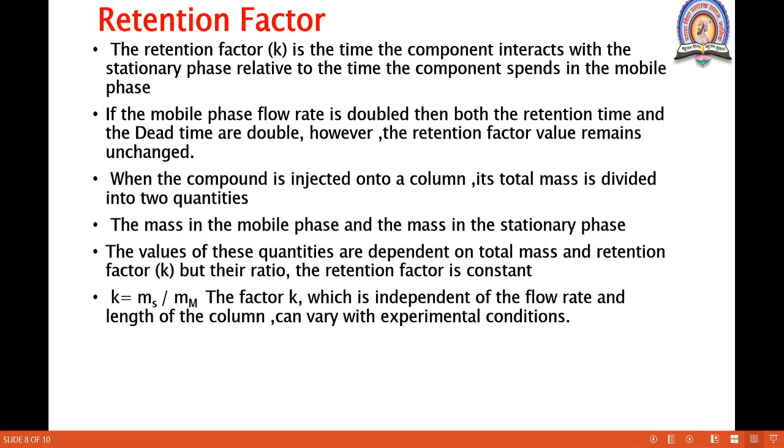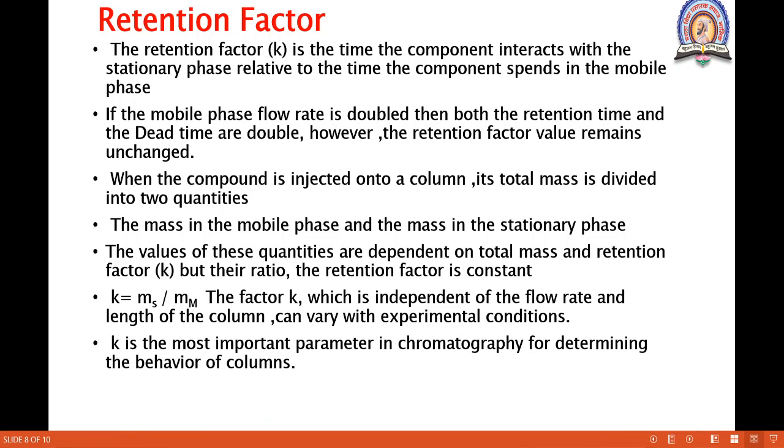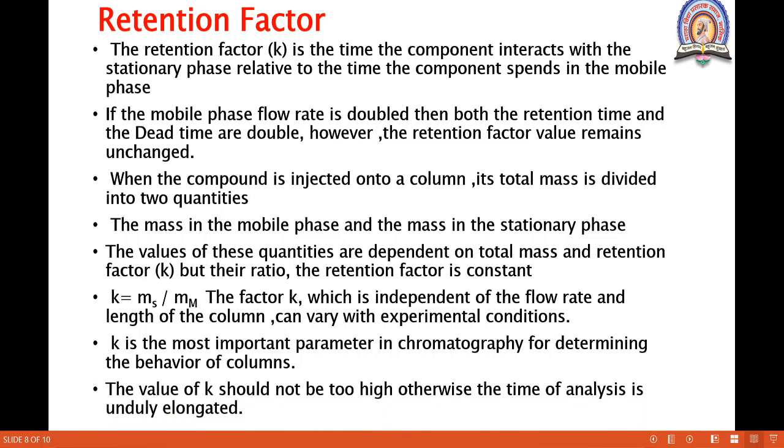It can vary with the experimental conditions. k is the most important parameter in chromatography for determining the behavior of the column. And the value of k should not be too high, otherwise the time of analysis is also elongated.